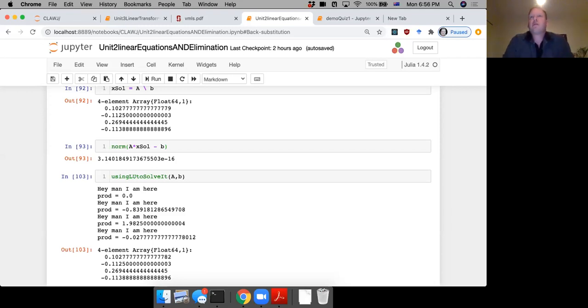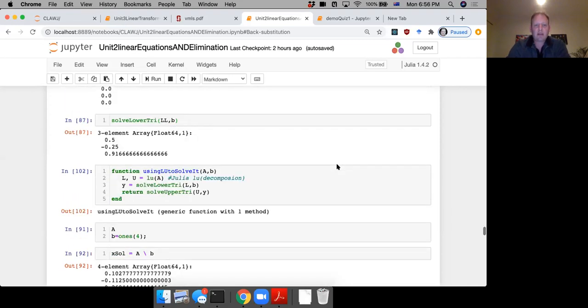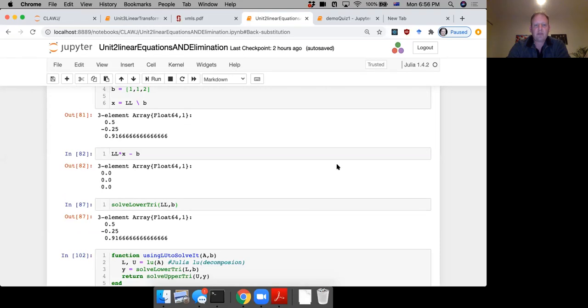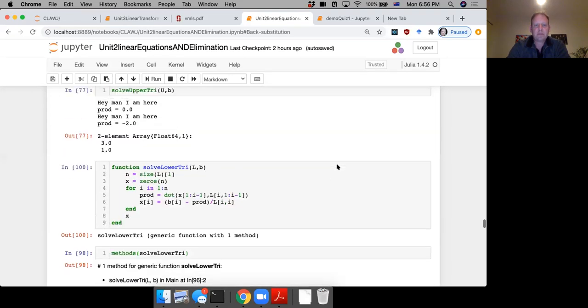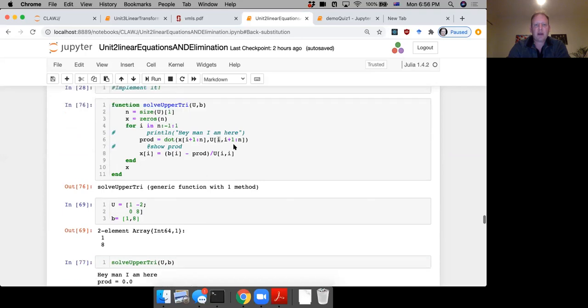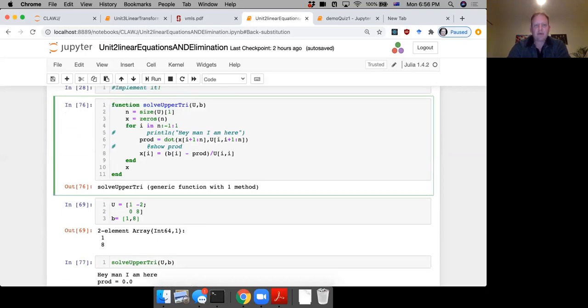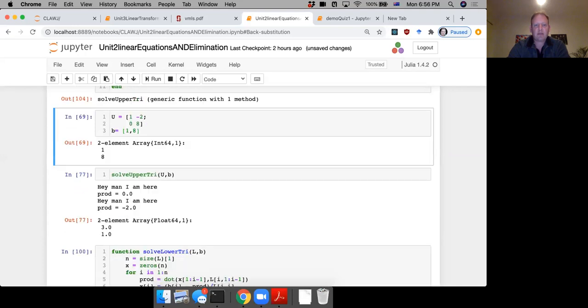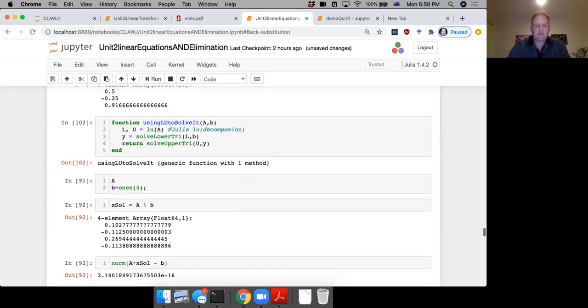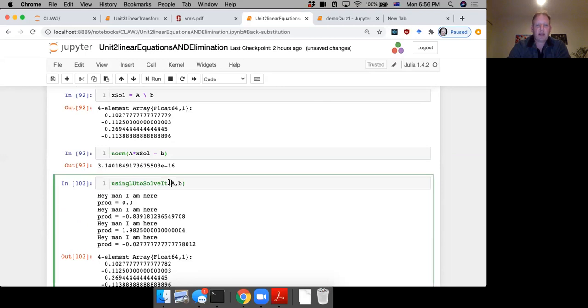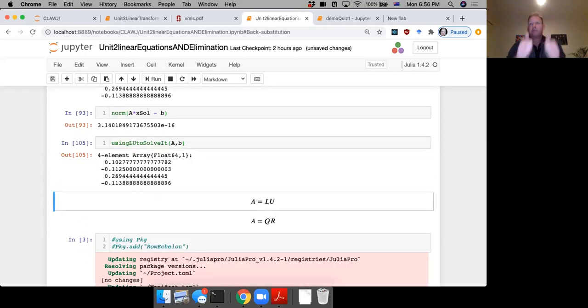Okay, so Robert is saying the reason is you wrote solve lower try by overriding solve upper try, and the show was implement and solve upper try. You should have rewritten and compiled solve upper try. Oh, okay, let's give that a go. I thought that's what I did. Using LU to solve it. Solve lower try. Oh, I just didn't run the same one. Oh, okay. This one we didn't recompile. Thank you. Good investigation. Let's see. We don't want hey man, I am here. No hey man. Thank you.